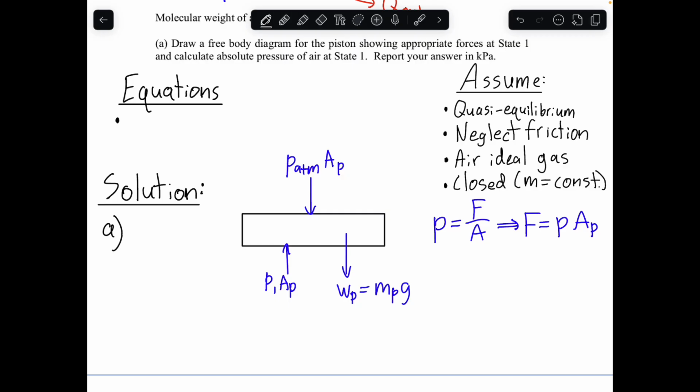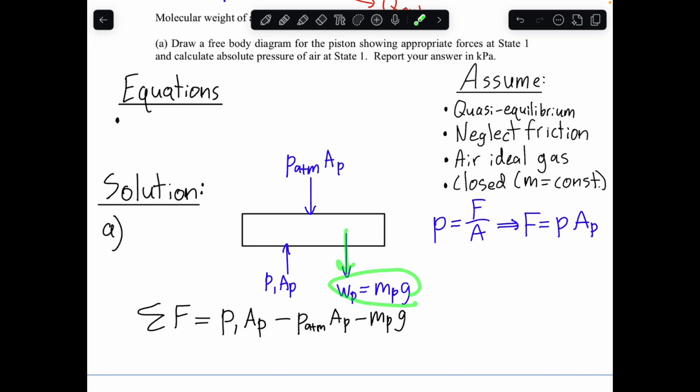So then we can write out our summation of forces. There's only one direction in which the forces act, so we'll denote positive as upwards. We'll have a positive P1 times AP, minus atmospheric pressure times AP, and minus the weight of the piston, MP times G here. That points downwards as well.